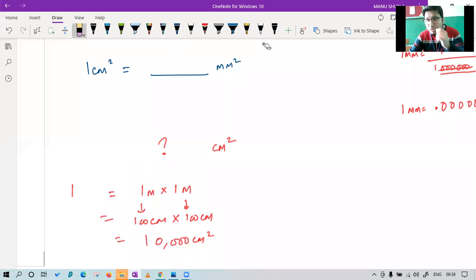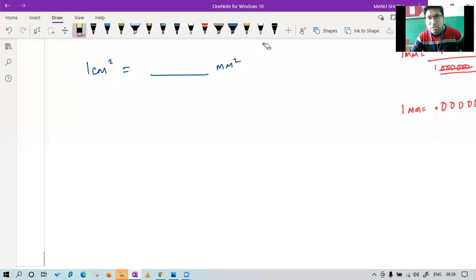Very good, Lavya. Very good, Rishi, Sarvagya. All are correct. Ryan, you are also correct. Mokshita, correct. Others, please try. This is very simple.